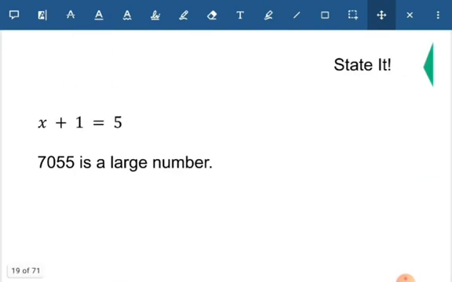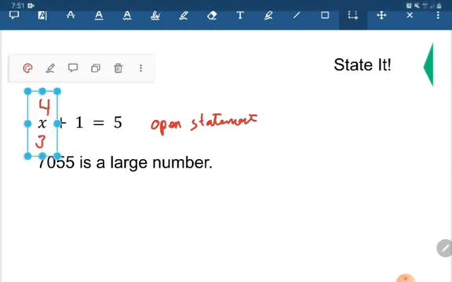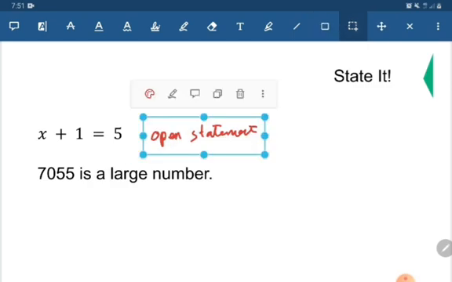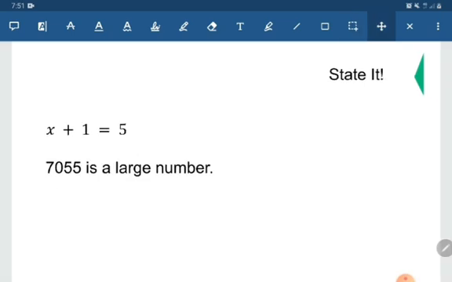X plus 1 equals 5. What about this equation? Definitely not a question, definitely not a command or a request. It's called an open statement. Kasi it depends on the value of X para maging totoo siya or maging false. Okay? So, if this is 4, now this is a true statement. If this is 3, now this is a false statement. So, it remains open kung true ba siya or false, during the time na hindi pa natin binibigyan ng value yung X. But this is a statement.